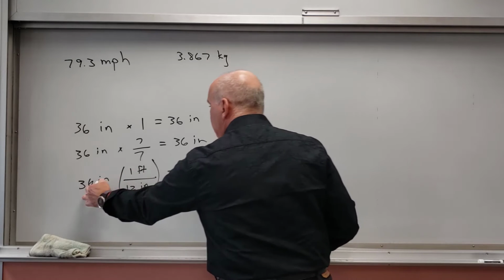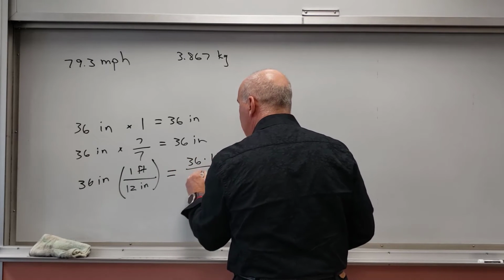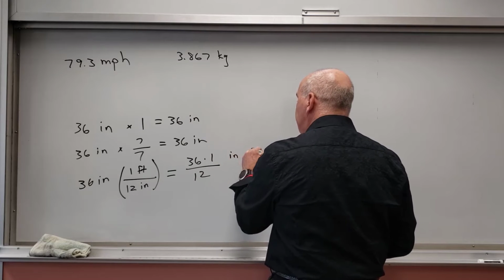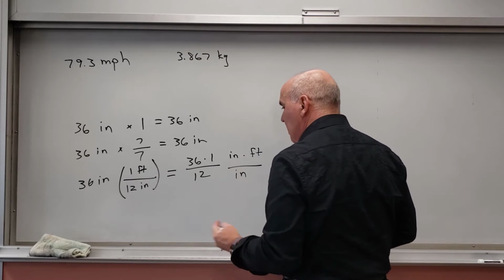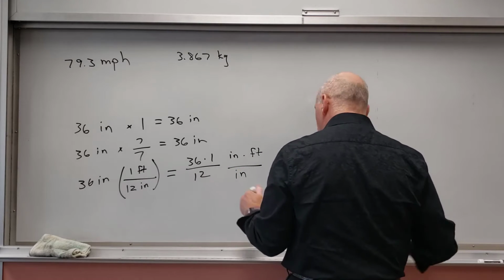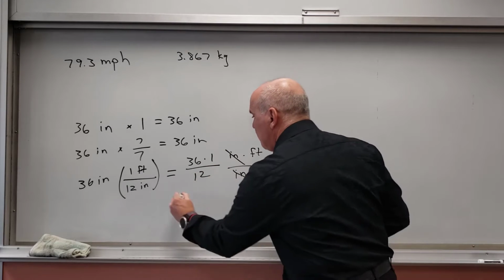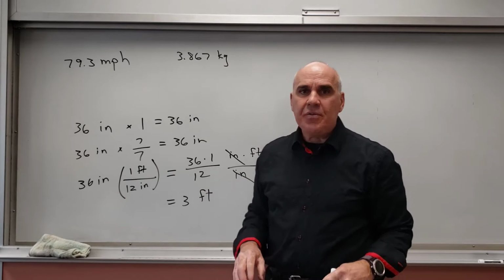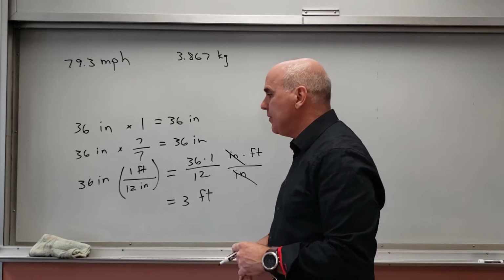I get 36 times 1 over 12, there's my numbers. I get inches times feet divided by inches. Well, if I do that, the inches go away, and I'm just left with feet, and 36 over 12 is 3, so I got 3 feet. Okay, so that's how we do unit conversions.